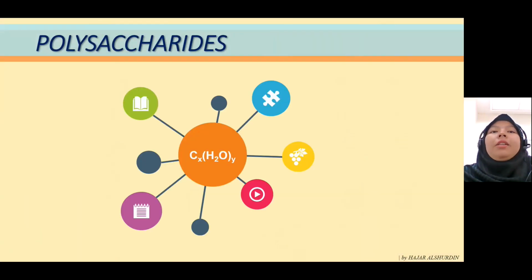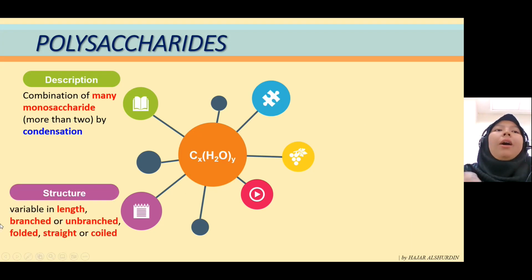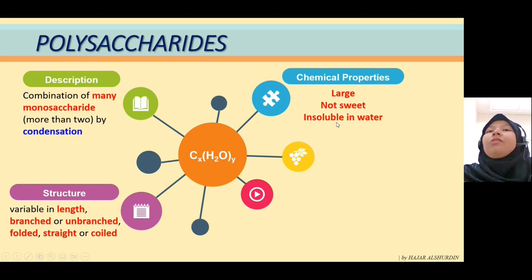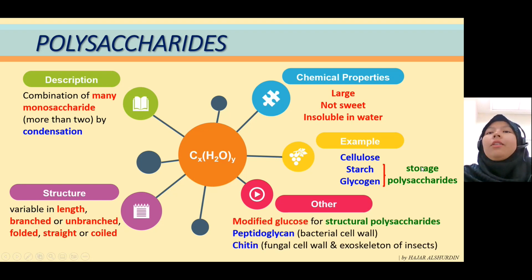Now we go into the last part, polysaccharide. It is a combination of many monosaccharides by the same process, condensation, and the structure is variable in length, branched or unbranched, folded straight or coiled. The chemical properties: it is not sweet and is insoluble in water. For example, cellulose, starch, glycogen. All of these are storage polysaccharides, meaning they store energy, as food storage and energy storage.